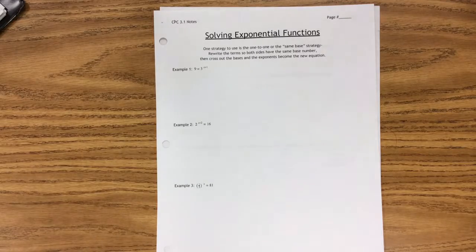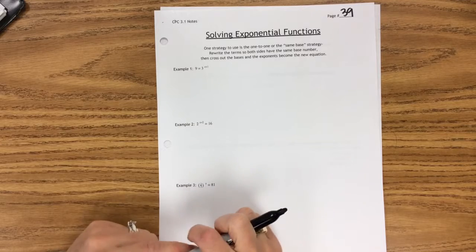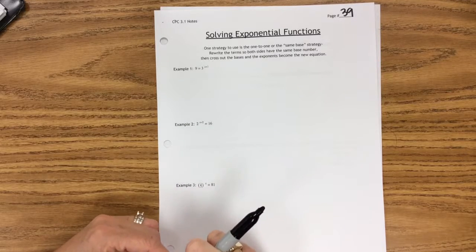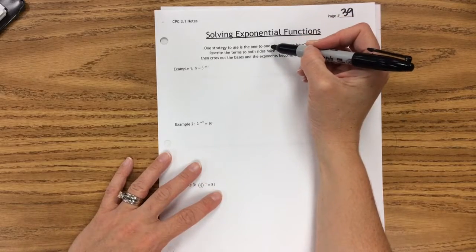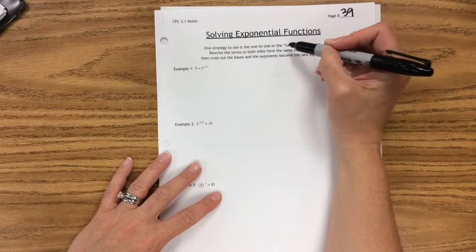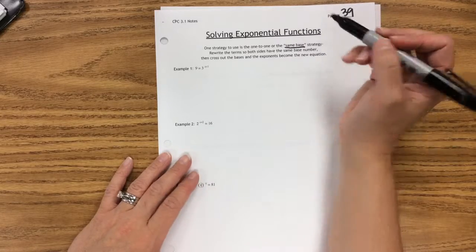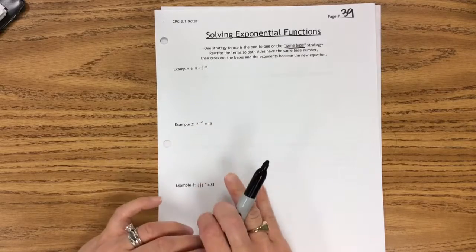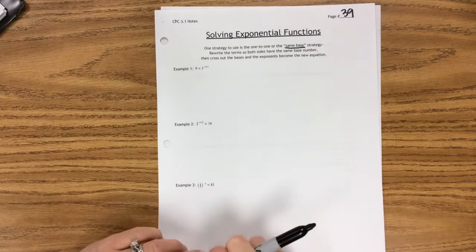All right, so we're going to talk about solving exponential functions. And there's a couple different strategies when you are looking at solving exponential functions. The one we're going to talk about today is called the one-to-one strategy, or I've called it the same base strategy. And what this does is it works in some cases when you can figure them out by hand or when a logarithm isn't needed.